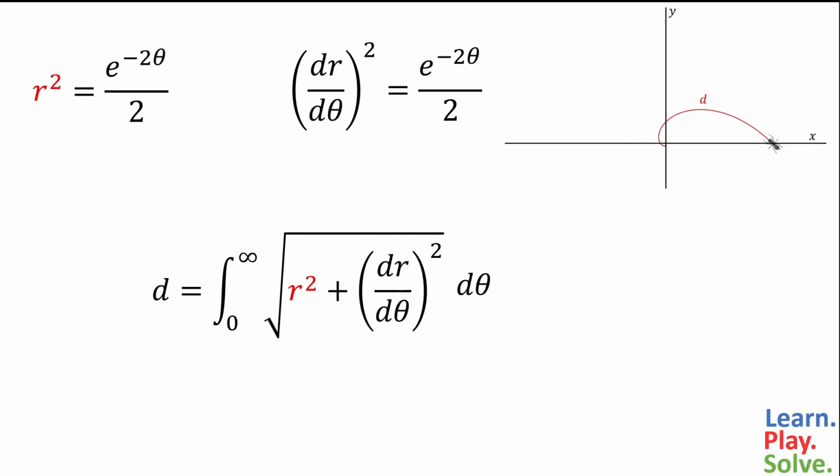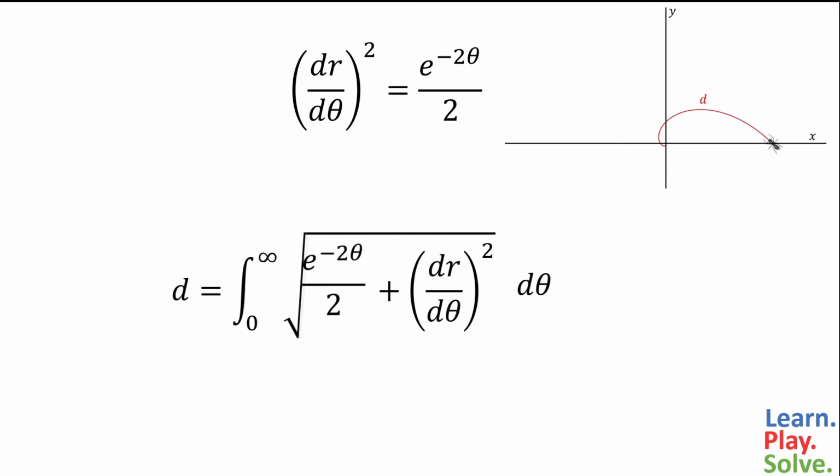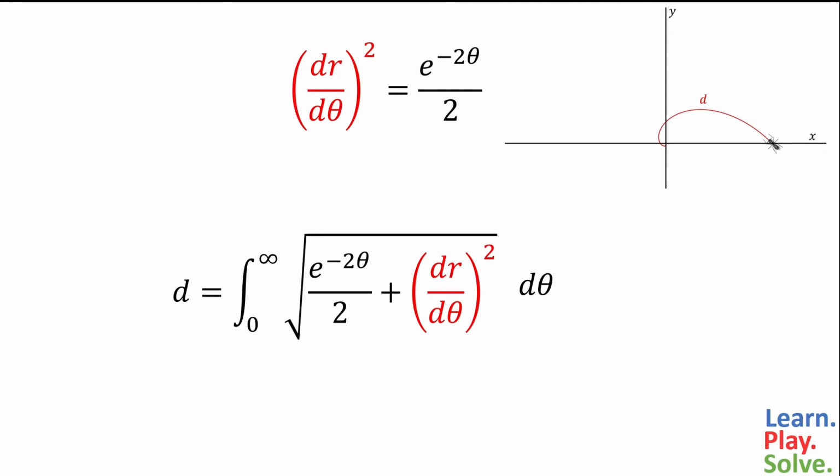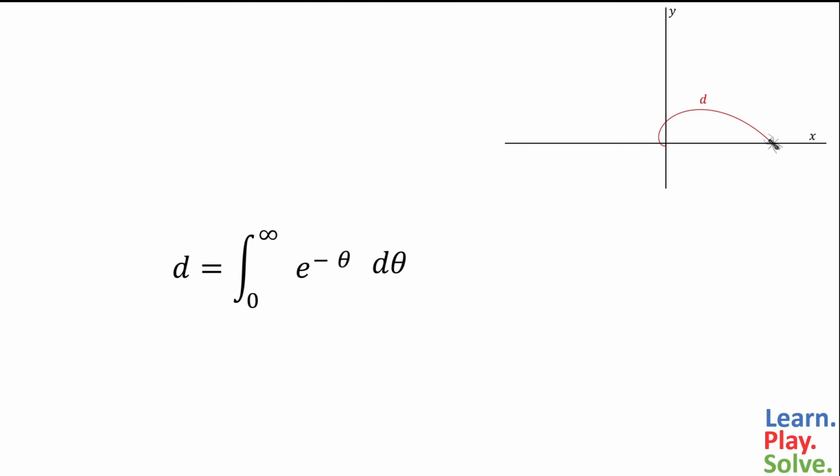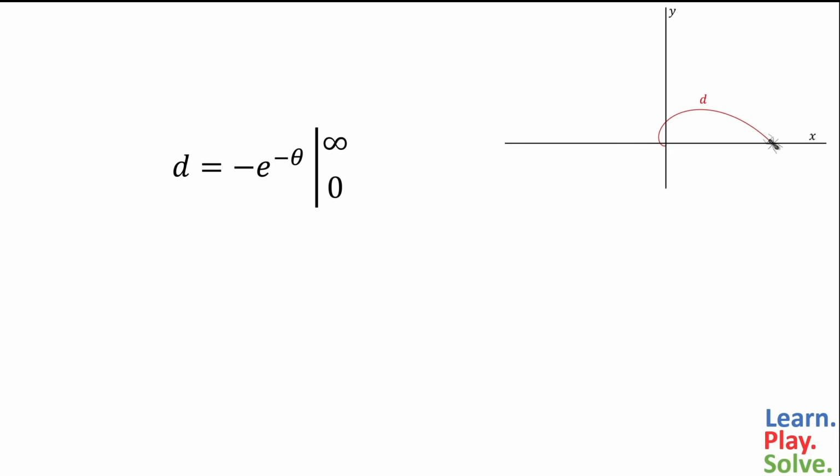Now let's plug in r squared, and then dr d theta squared. If we simplify, we end up with the antiderivative of e to the negative theta, which is equal to negative e to the negative theta, evaluated from 0 to infinity. So let's plug in our limits and evaluate. E to the negative infinity is the same as 1 over e to the positive infinity, which is 0. And e to the 0 is 1.